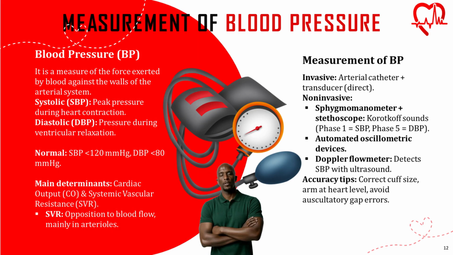Blood pressure is the force of blood against arterial walls, measured as systolic and diastolic pressures. Systolic is peak pressure during heart contraction, while diastolic is during relaxation. Normal values are systolic blood pressure less than 120 millimeters of mercury and diastolic blood pressure less than 80 millimeters of mercury. Key determinants include cardiac output and systemic vascular resistance. Measurement methods range from invasive arterial catheters to non-invasive sphygmomanometers and Doppler flow meters.